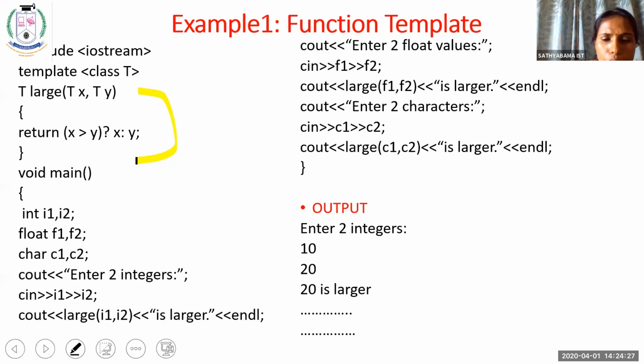I think so. So now, for example, the sample output is given here. You are entering the two integer values. Only one sample for integer values is given. So we gave two integers, 10 and 20. And after calling this function, the larger value, 20, is displayed here.